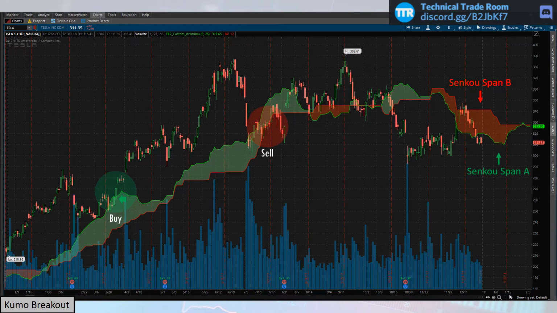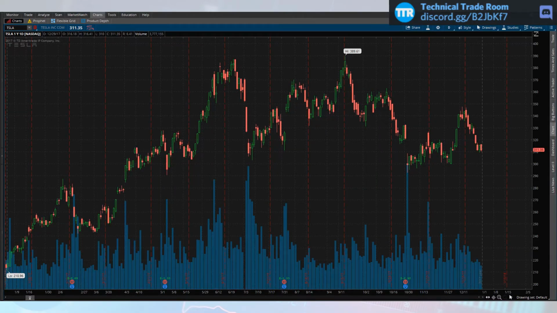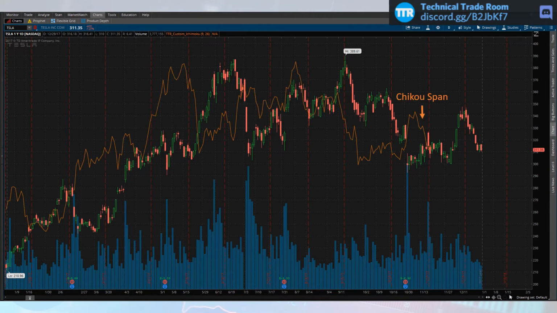Chiku span, also known as the lagging span. In what is one of the most misunderstood yet important parts of the Ichimoku system, the Chiku span is the one part of the Ichimoku chart that sends new traders for a loop all the time. But don't worry, we're going to make the Chiku span make sense, and you're going to understand its importance to the Ichimoku chart and its trading strategies.